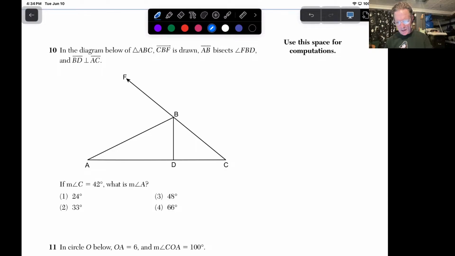First of all, AB bisects angle FBD. So FBD is this angle here, and it's being cut in half. So that means this angle here is congruent to this angle here. That's the angle bisector. So AB is cutting that angle in half, and you know those two angles are congruent. And then you know BD is perpendicular to AC, so you know these are right angles.